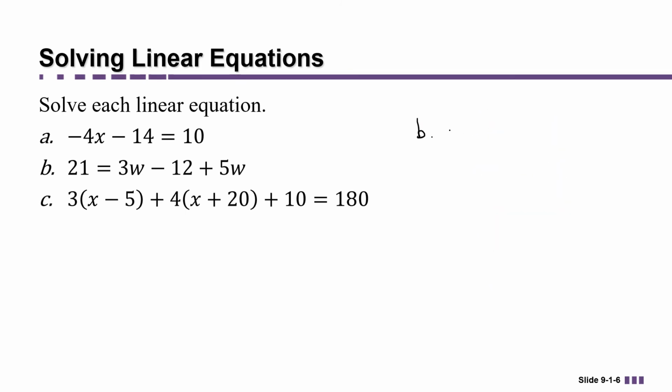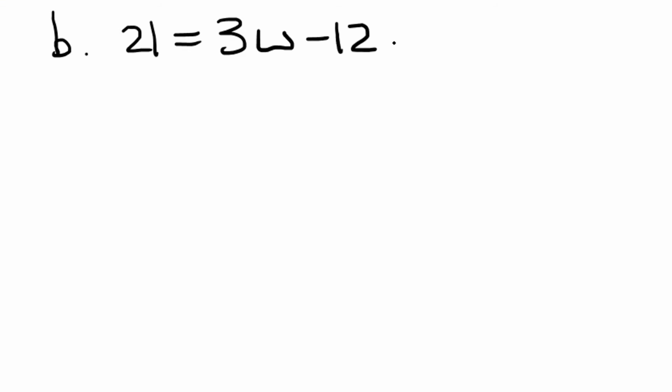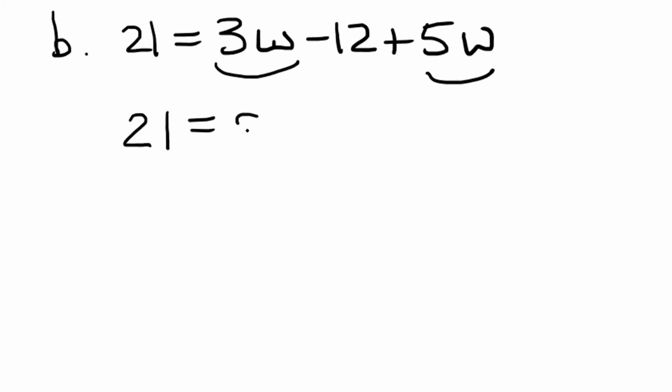For part B, we have 21 equals 3w minus 12 plus 5w. This one's a little more complicated just because we have two terms that have the variable we're looking for in them. And so what we're going to do is we're going to combine these terms. 3w's plus 5w's equals 8w's. So we're going to write 8w minus 12. And then we're going to proceed the same way we did in part A.